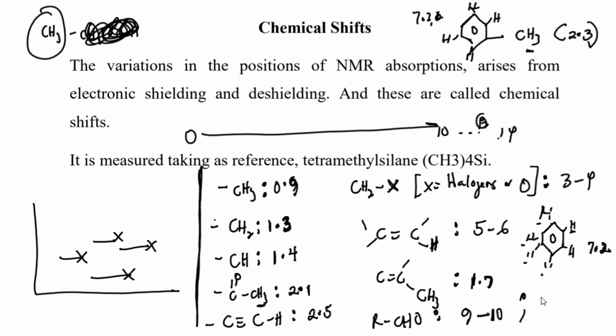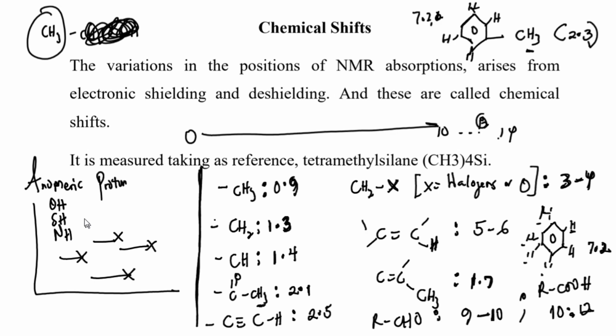and carboxylic, the proton in acid, in this kind of acid, is usually between 10 to 12, right? So this one is between 3 to 4. Now it's important to note that an exchangeable proton like OH, SH, NH usually has a value between 4.5 to 5.0. So it's important that you know all these values, 4.5 to 5.0 there.